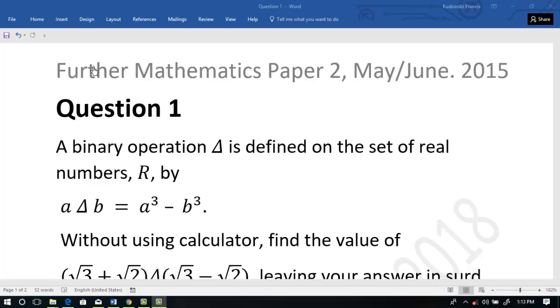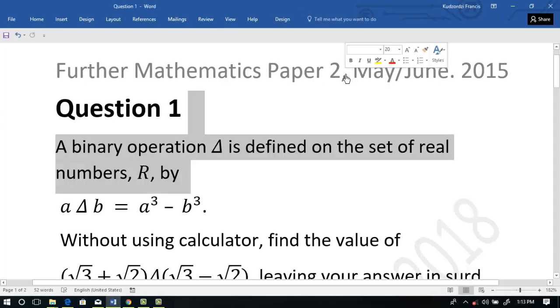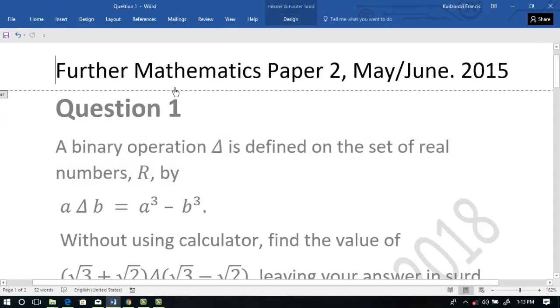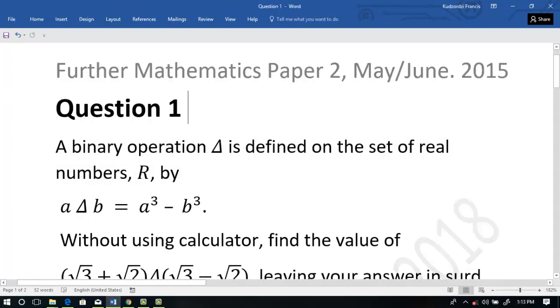Further Mathematics, Paper 2, May/June 2015. We have question 1 here, and we are going to solve all of them, and we shall look at the mistakes that your predecessors made and what you should avoid so that you can score more marks in this year's WASSCE.